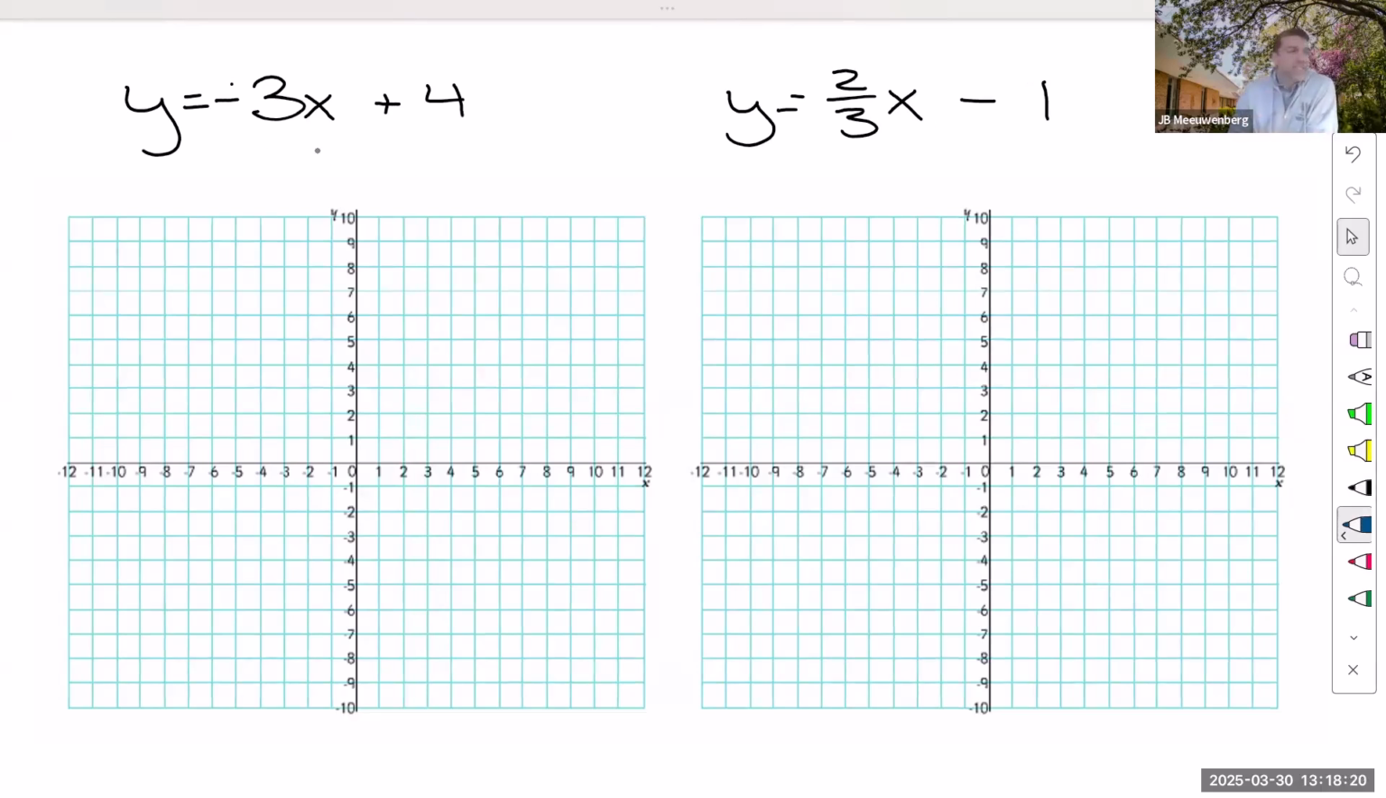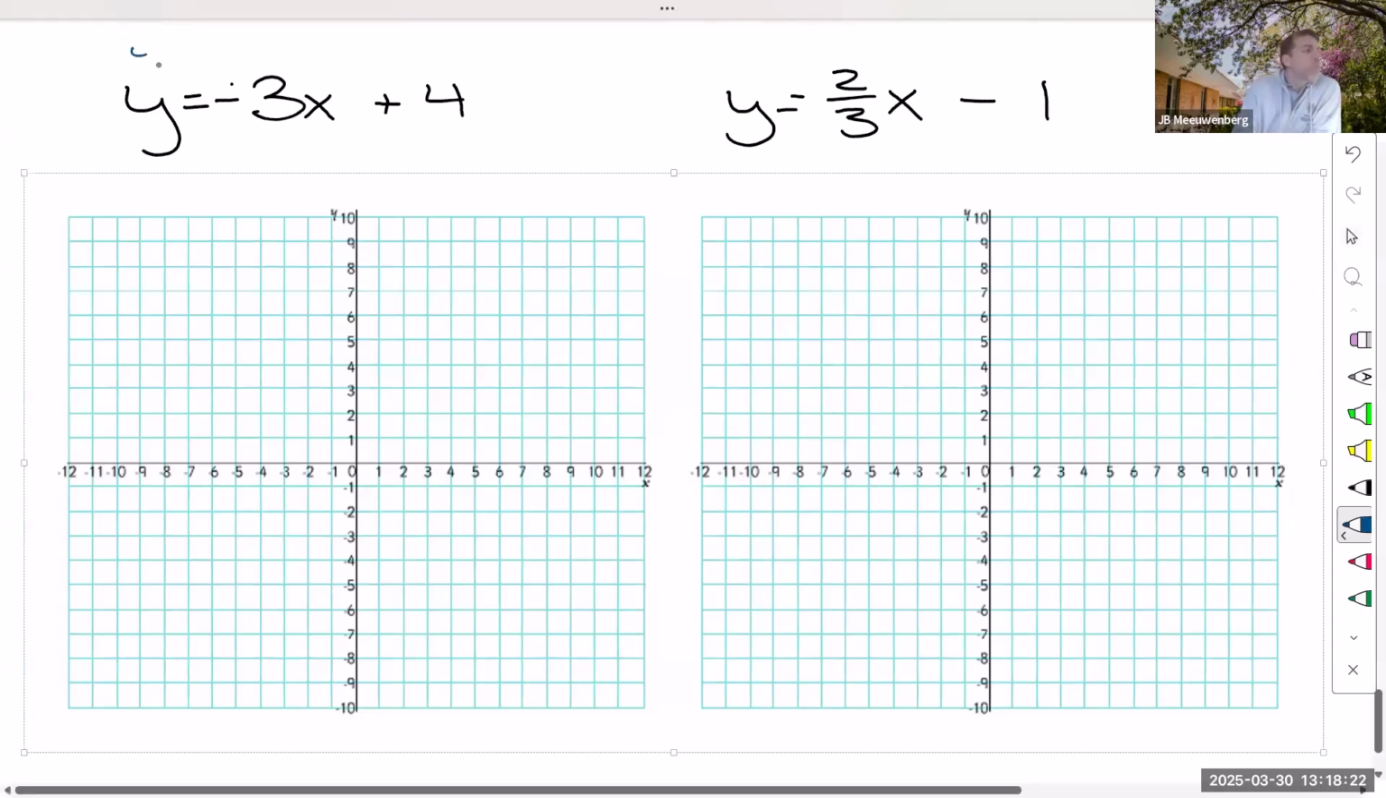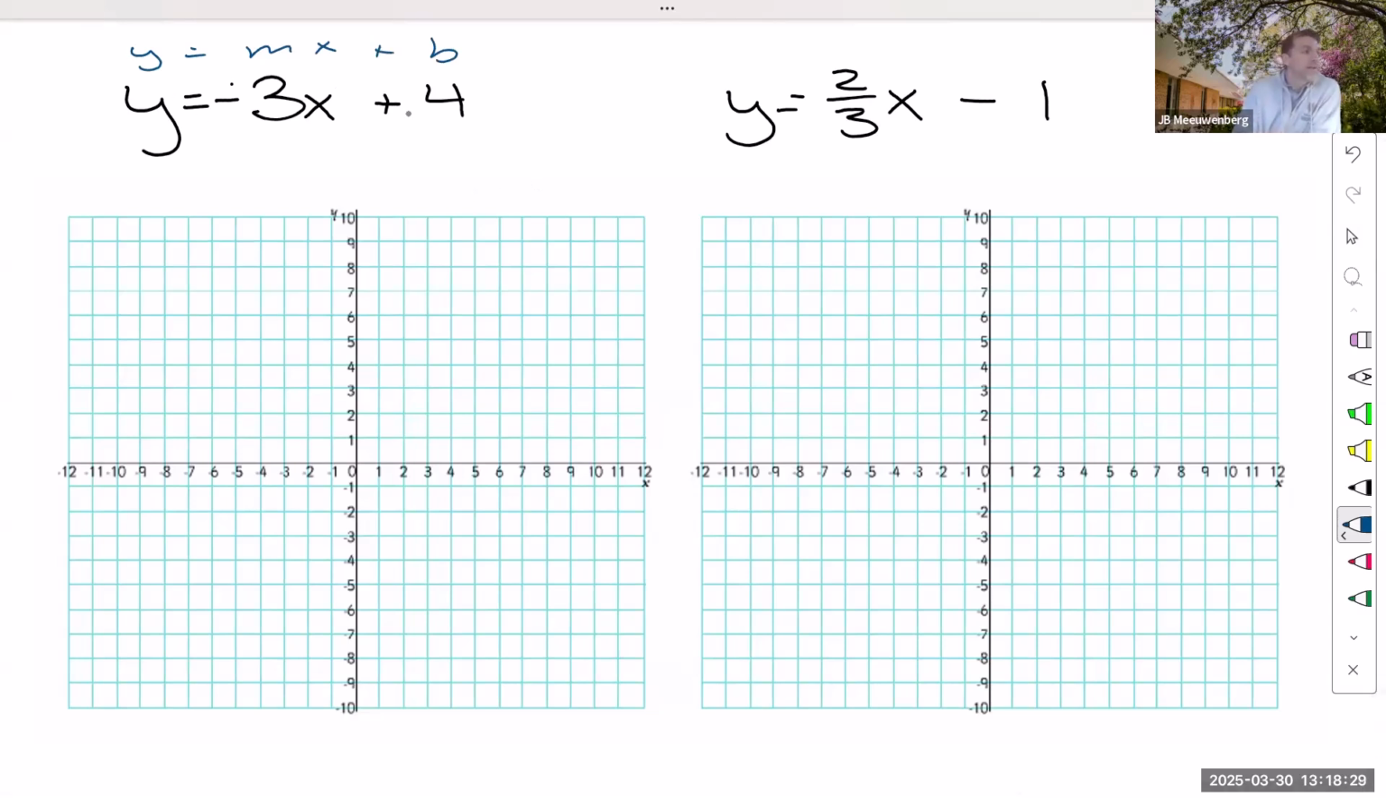So how do we do this then? I'm just going to write y is equal to mx plus b right there. So what do we know based on the form? We know that the slope m is equal to -3. That's this one. And b is equal to 4. So one thing that tells us is that b is 4, that means the point 0, 4 is a solution on the graph.